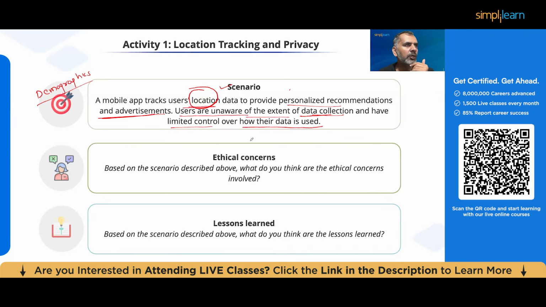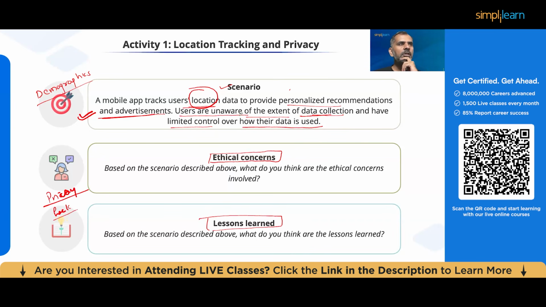So with this scenario, what do you think? What are the ethical concerns associated with the above scenario? And if you look at that, what are the lessons that you will learn? Very good. One, you can say privacy. If you do not have full control over how the data is used, privacy is one of the concerns. Personal data is being used. That's right. Can you say there is a lack of transparency also available here?